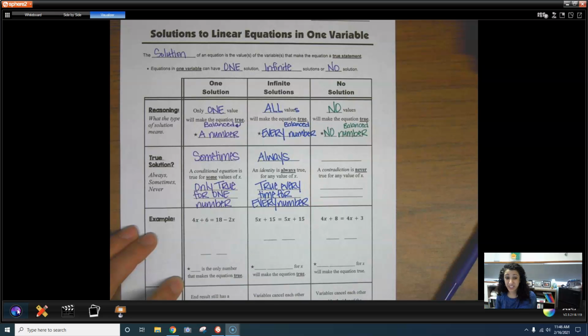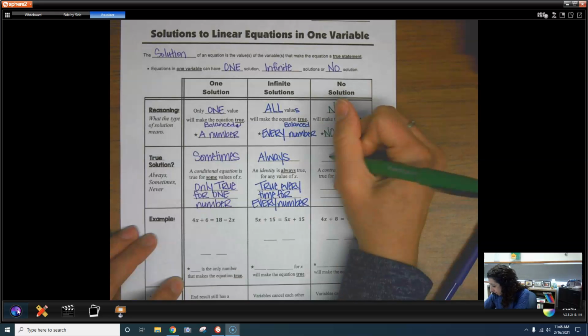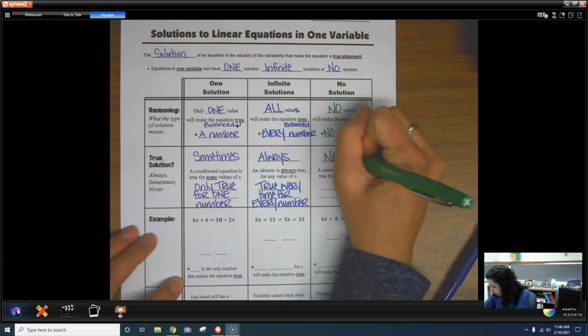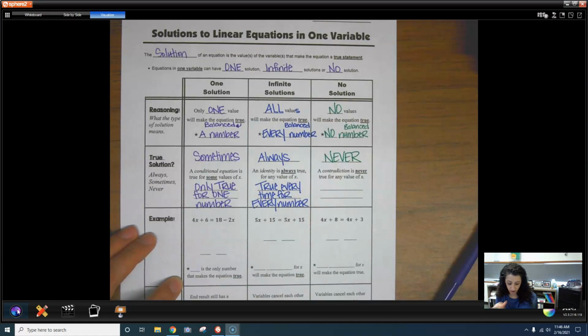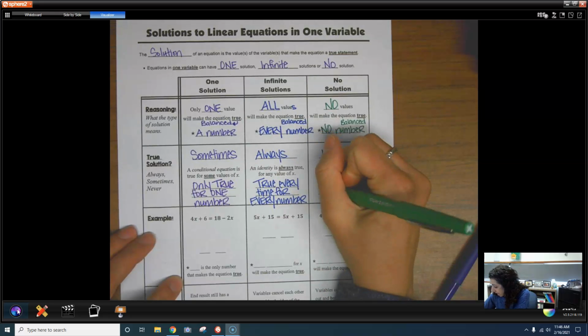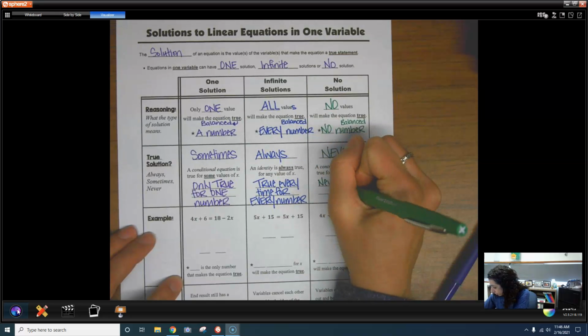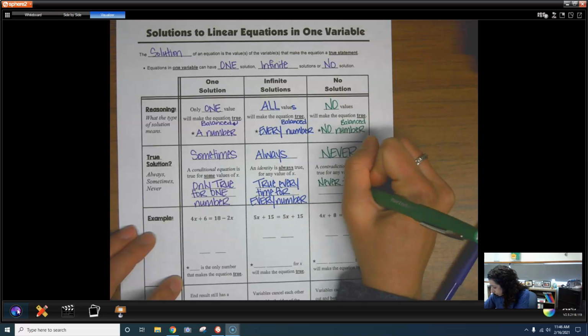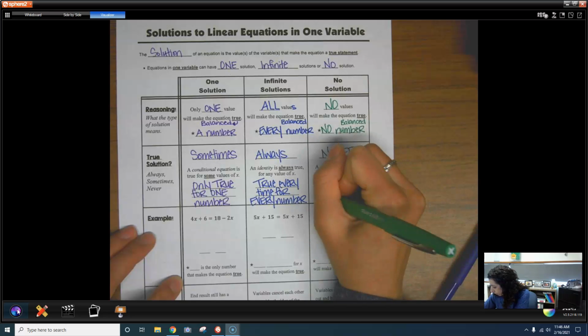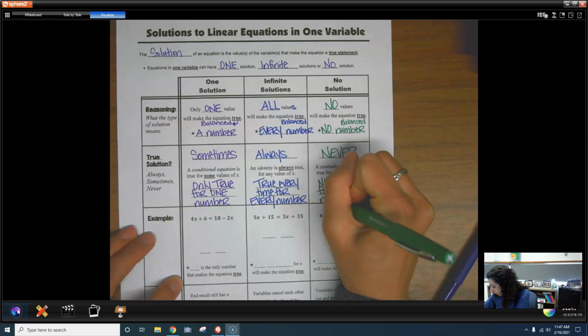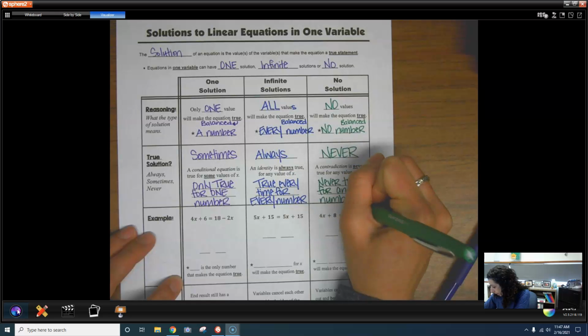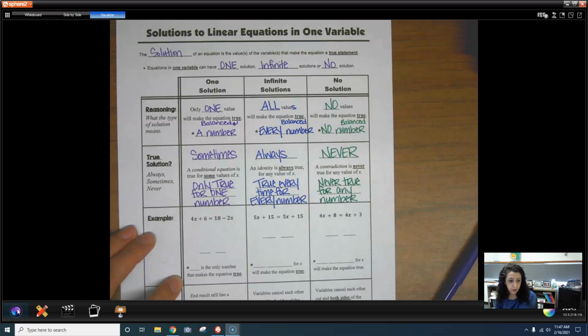And then a contradiction solution is that it's never true for any value of x. So this is never. Oops. Started going capitalized, but that's okay. It's never true for any value of x. So it's never true for any number. Okay, there's no number that could ever make it true.